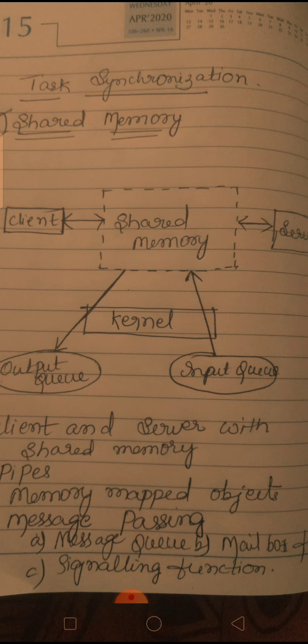Uniform semantics means message passing is used for two types of inter-process communication, local communication and remote communication. Local communication means the communicating processes are on the same node. Remote communication means the communicating processes are on different nodes.